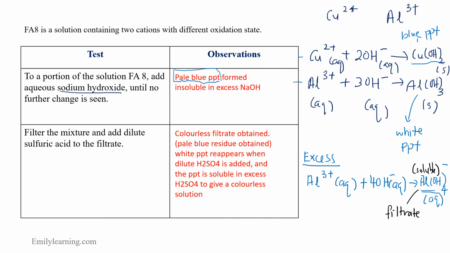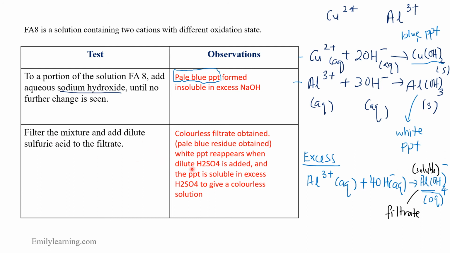Okay, so therefore, when we add excess NaOH, all the Al(OH)3 will have dissolved because it has been converted to Al(OH)4 minus. But copper(II) hydroxide remains in the solution as a precipitate, so it did not dissolve. This is the PPT that we see, and this is the colorless solution that is present after adding excess NaOH. So when we do a filtration, the residue is this blue PPT, Cu(OH)2, and the filtrate is this colorless solution containing aluminum ions.